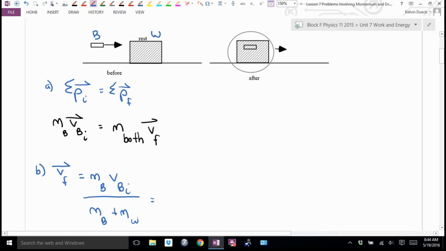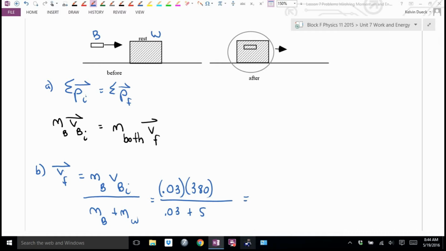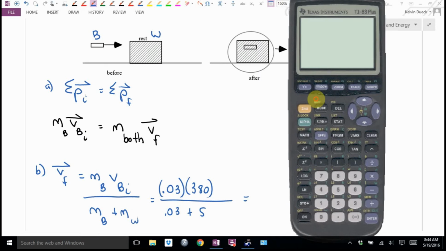So this is hopefully a review of what we did about a month ago. I've scrolled down. What was the mass of the bullet? 30 grams. 30 what? Grams? Okay, I can't do that. 0.03 kilograms. You notice I'm sticking as much unit conversion in as I can along the way. Initial velocity of the bullet? 380 meters per second. I could have given it to you in different units and had you do the conversion. And 0.03 plus, what's the mass of the wood block? 5 kilograms. You get 2.27? 2.3? I'll go 2.27 meters per second.